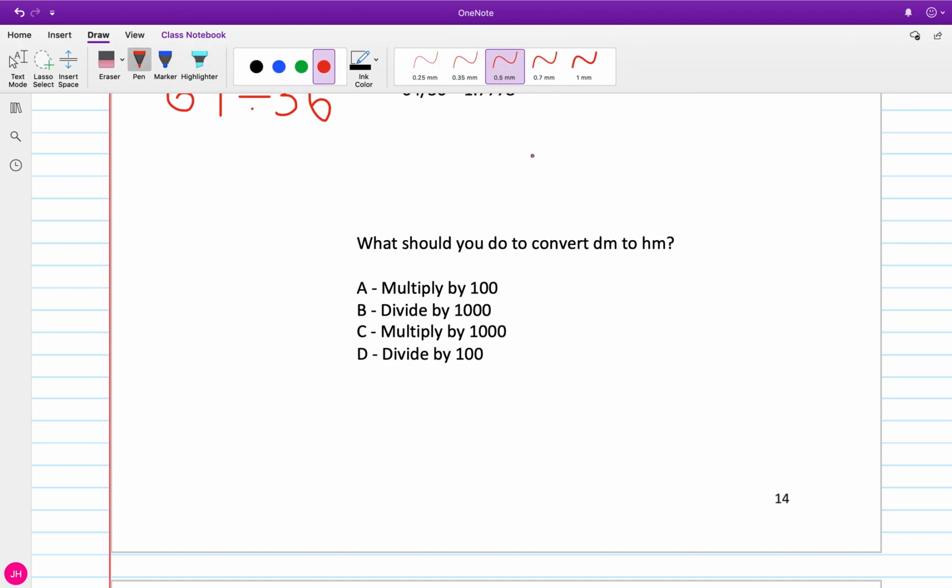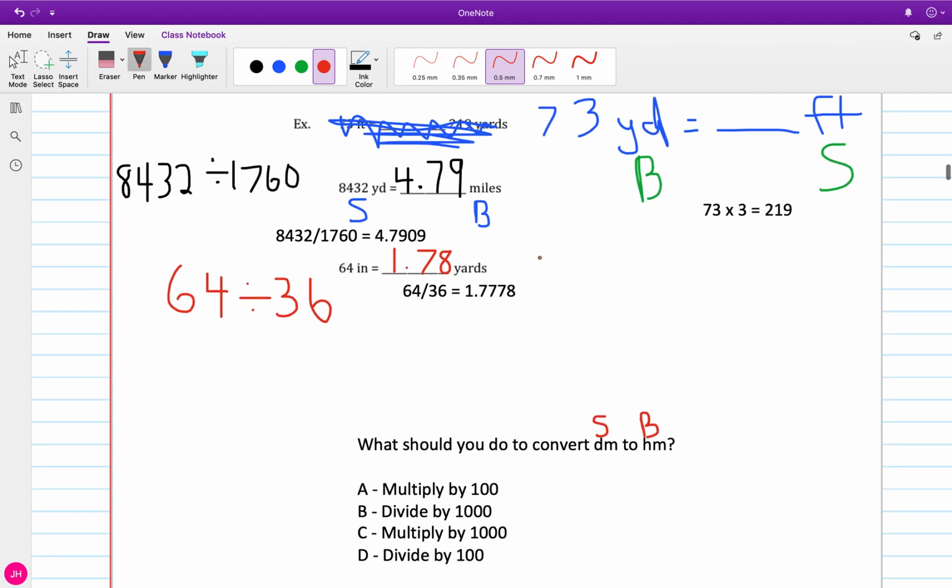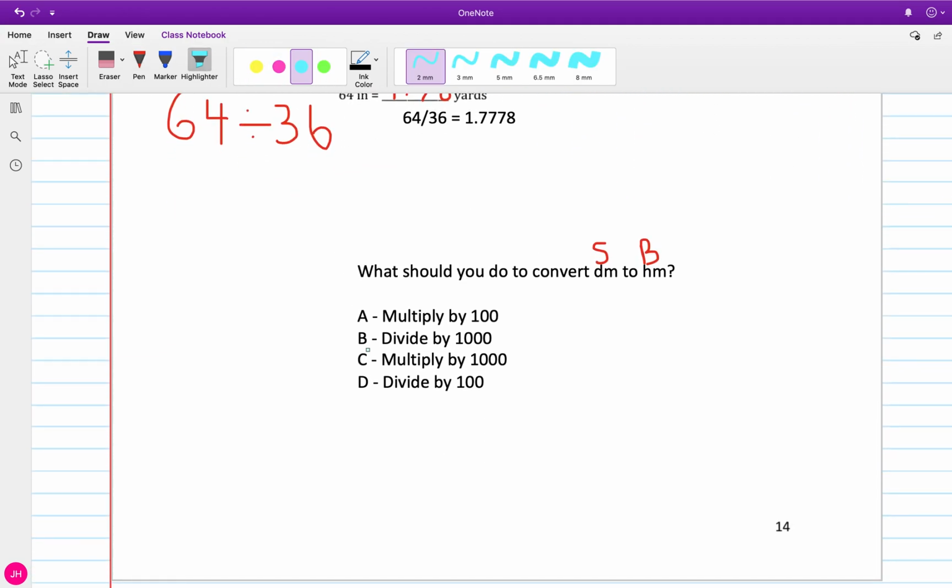I'll let you pause and think about that for a second. All right, hopefully you thought about it. Decimeters to hectometers. Decimeters are smaller than hectometers. So we're going from small to big, so we're going to divide. So I know it's either B or D. I'm actually going to scroll a little bit here. Decimeters to hectometers. My place values: tens, hundreds, thousands. So it is going to be divide by 1,000.